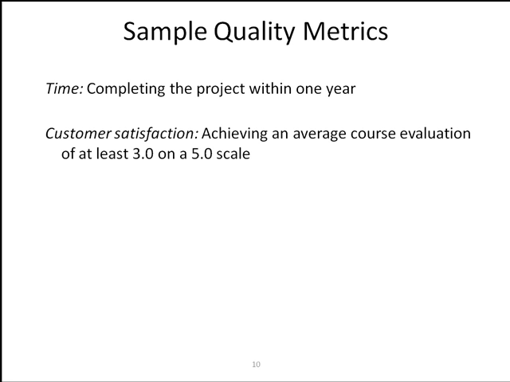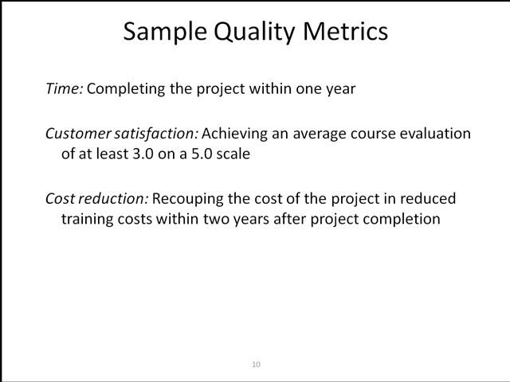Here are some samples of quality metrics. The first one is time. Time is always important on our project. In this case, the metric is completing the project within 1 year. Customer satisfaction: achieving an average course evaluation of 3.0 on a 5-point scale, as was mentioned earlier. And then cost reduction would be another example: recouping the cost of the project and reduced training costs within 2 years after project completion. So those are some examples of quality metrics. Obviously, you'll have to define your particular ones for your projects.